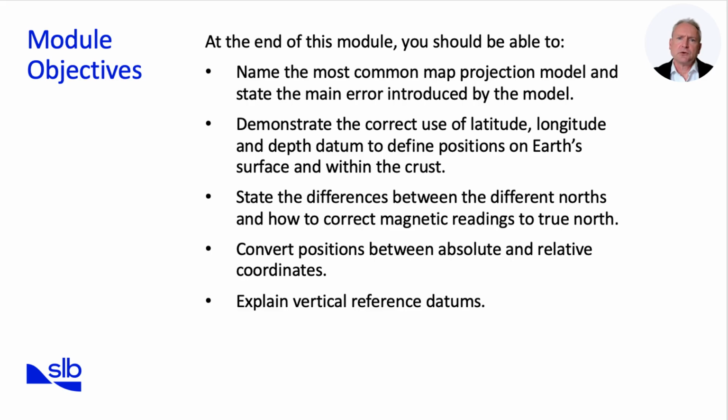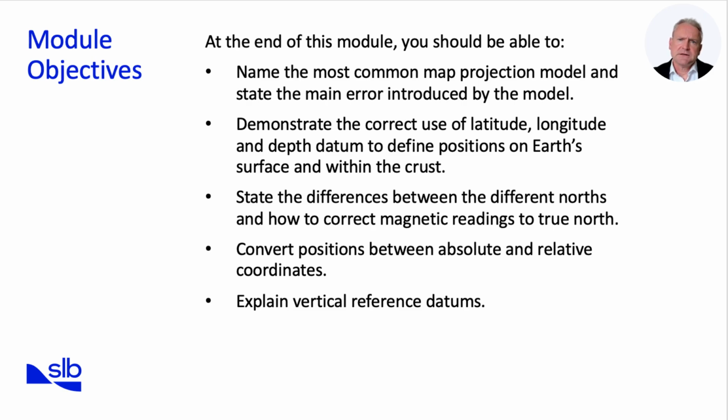By the end of this module, you should have achieved 5 core learning outcomes. First, you'll be able to name the most common map projection model and understand the specific error it introduces. This is critical because all projections carry compromises, and knowing those trade-offs ensures you interpret maps correctly. Second, you'll learn to use latitude, longitude, and depth datums properly. These are the foundations of defining position, whether at the surface or within the crust.